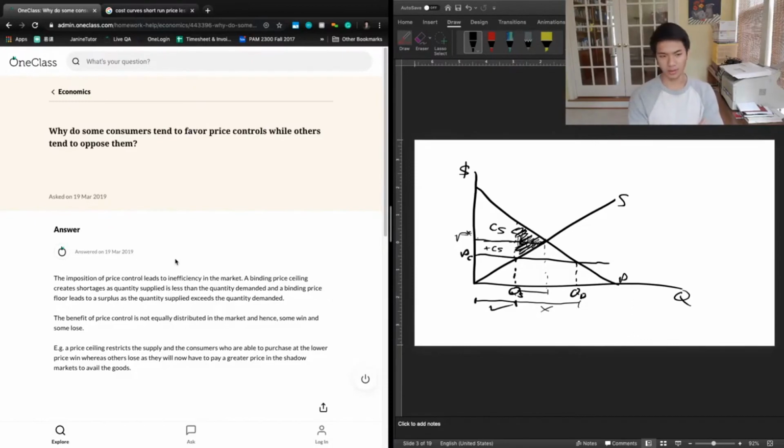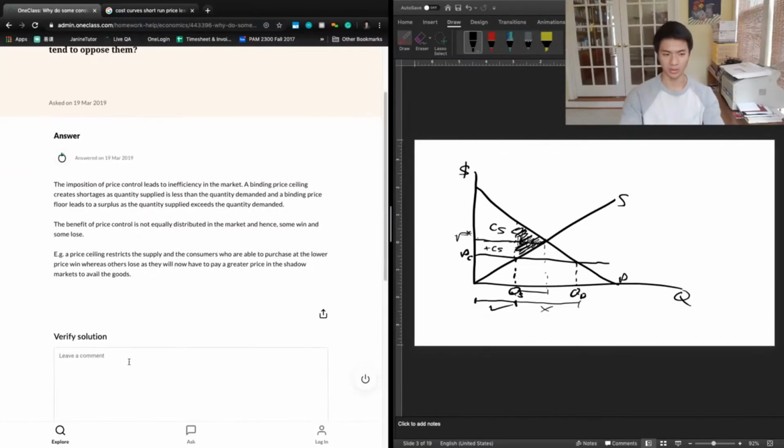So again, a great answer. It goes over the same concepts as we do, talks about both price ceilings and price floors, and gives a very similar example to our price control in the rent market in New York City example. So great answer. No issues with that.